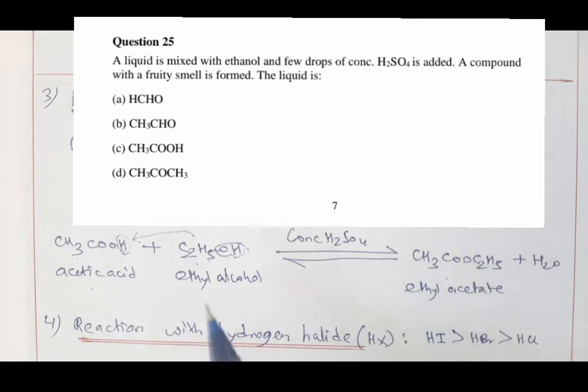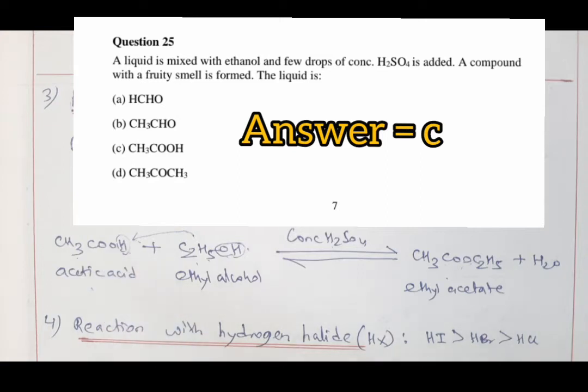Okay, so one question has come as an MCQ in the sample paper of the board exam, and in that this question was given: there is a compound A which reacts with ethyl alcohol in the presence of concentrated sulfuric acid to give a fruity smell or sweet smell. Who is that compound? The answer was acetic acid, CH3COOH. Hope you all understood.